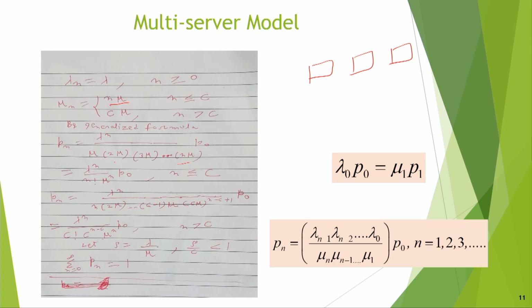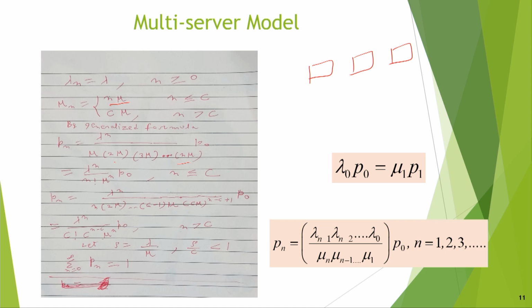Suppose n is smaller than C, up to that you have this formula: lambda to the power n divided by factorial n, mu to the power n, into P0. And if you have n greater than C, then you can put lambda to the power n and the other values: 2 mu, up to C minus 1, C mu, and so on. You can work out this thing. You can pause your video, note down this expression, and verify yourself. This is P0. So, this will be lambda to the power n divided by factorial C, C to the power n minus C, mu to the power n, P0, for n greater than C.